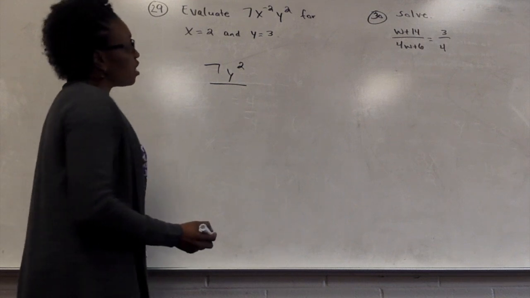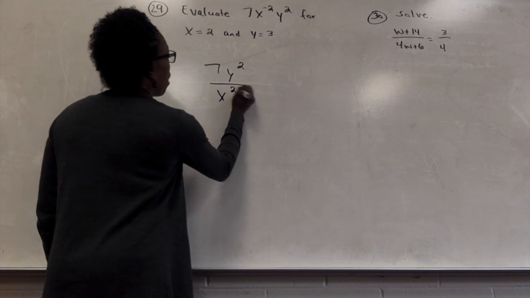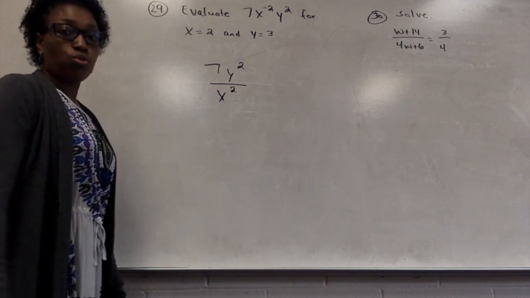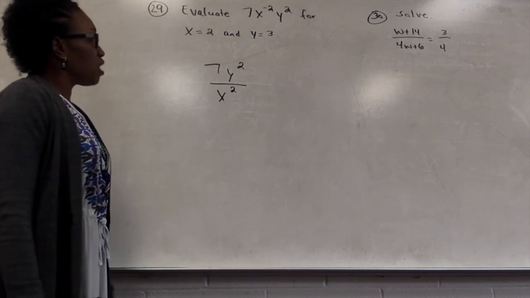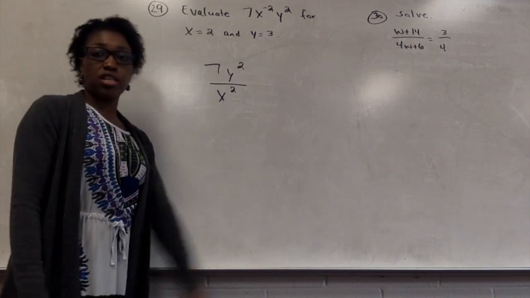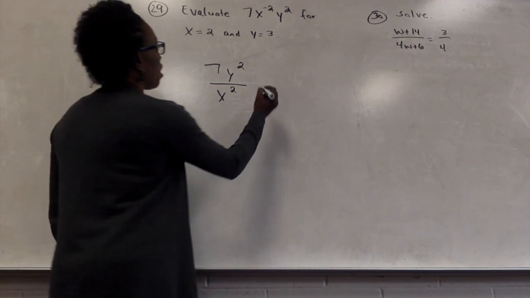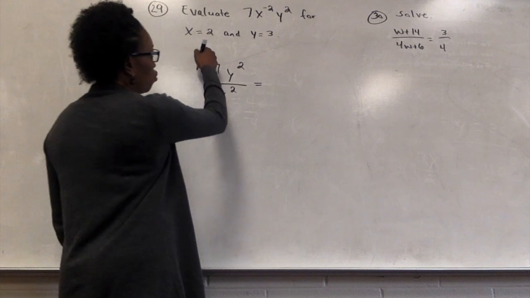But my x to the negative 2, I'm going to bring it to my denominator and make it a positive exponent. That's the rule that you would do. Now that I see that my exponents are now all positive, I can now evaluate by inserting my numbers in place of the variables. So in place of x and y, I'm going to use 2 and 3.